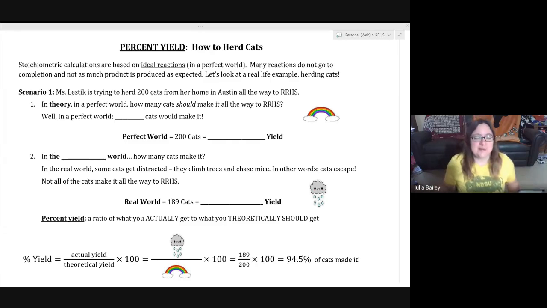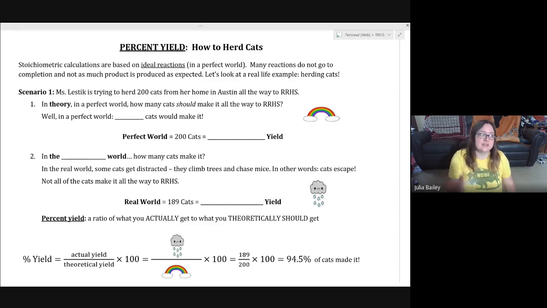All right, my children, now we are going to talk about percent yield, or how to herd cats. This idea of herding cats is an analogy that I'm going to be making to help you think about what we're really talking about. Herding cats is like a phrase, like it's as easy as herding cats, which is a joke because it would be really hard to herd cats.